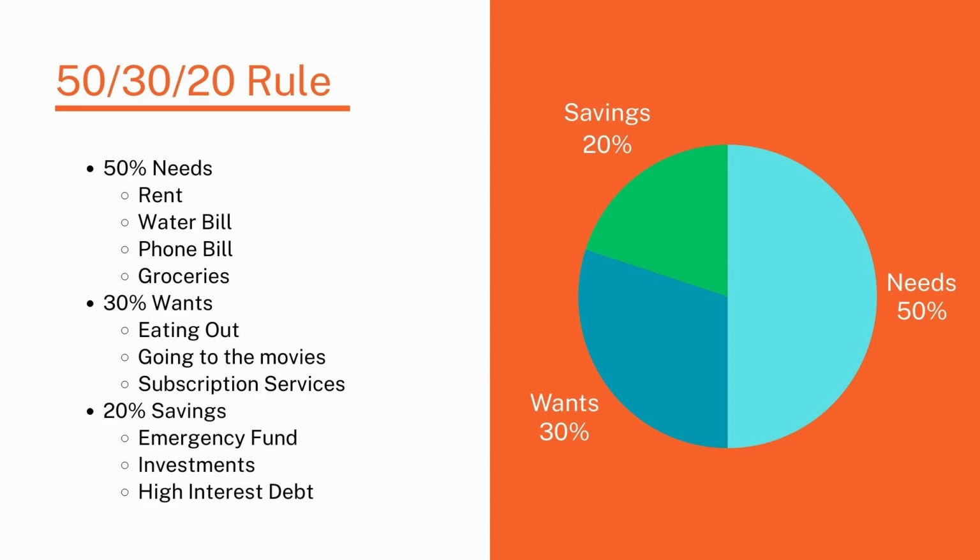The 30% is for your wants. And your wants are things that you don't need to live, but they make life more enjoyable. This is stuff like going out to eat, going to the movies, purchasing a gadget, whatever the case is. These are things you want. And the 20% is to go towards savings and or debt repayment.